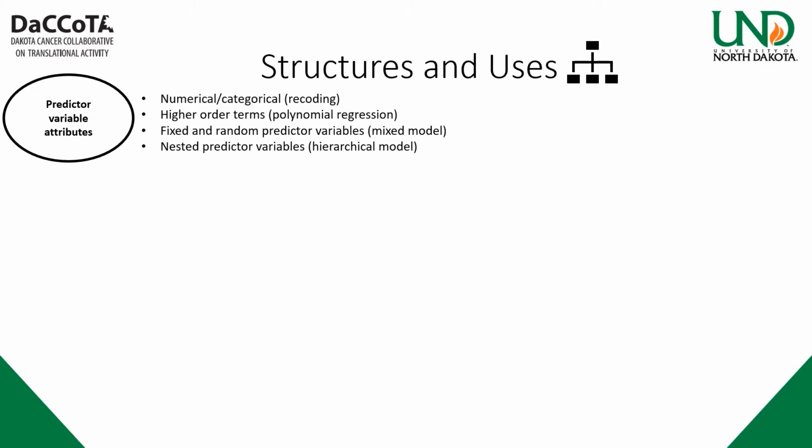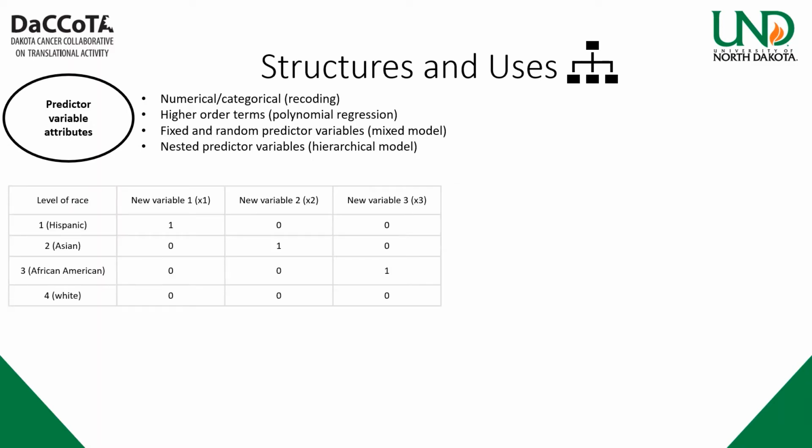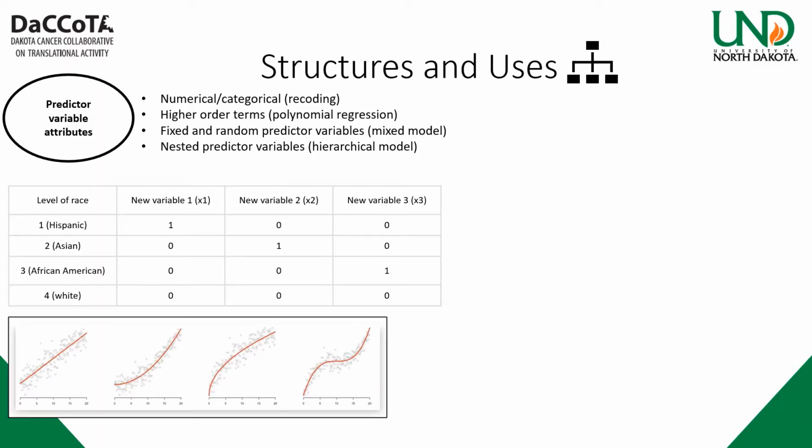Next, let's look at more the predictor variable attributes. So first of all, you could have in regression, typically numerical variables. We can actually include categorical as well, though you often need to recode them as sort of quasi-numerical, like level of race here. You can also add higher order terms, which adds curvature to your best fit, while remaining a linear model, because only the terms are exponential.